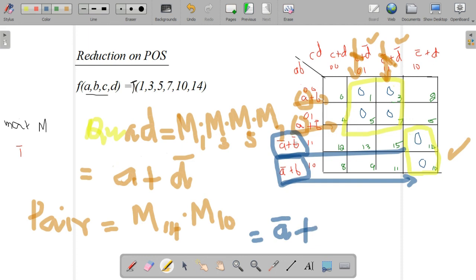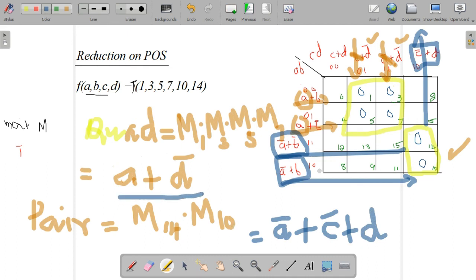Then what is the next one? We have to consider the column. This pair belongs to which column? This column. That is C dash plus D. Nothing is there to change, cancel or compare, so we write the same C dash plus D. So we got one pair as A dash plus C dash plus D, one chord as A plus D dash. And using the chord reduction rule, you can recollect that a chord will remove two variables and a pair will remove only one variable. So this is the way we are finding chords and pairs on a POS expression.